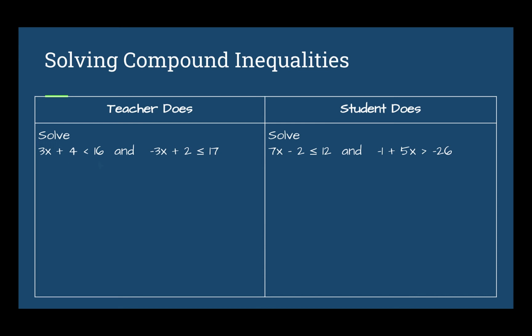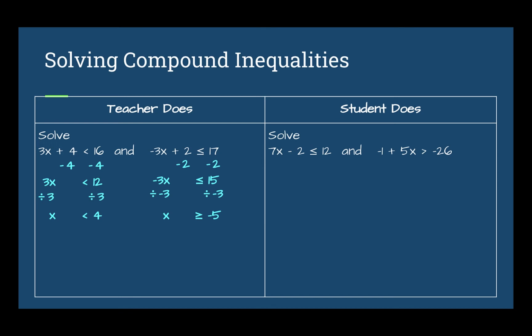So we'll start with the left one. Subtract 4. 3x is less than 12, divided by 3. X must be less than 4. Sign stays the same since we didn't divide or multiply by a negative. Right side, subtract 2, divide by -3, and flip the sign since we divided by a negative.